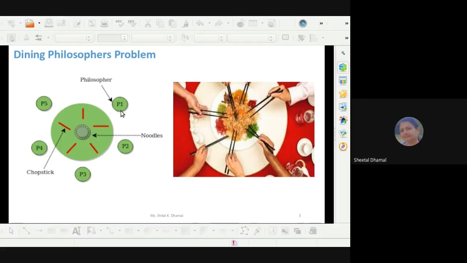What will P1 do then? Because only one chopstick is available, P1 will put down the chopstick in his left hand and start thinking again. A philosopher will eat only when both chopsticks, on his left-hand side and on his right-hand side, are available. This is the main condition used to achieve process synchronization here.